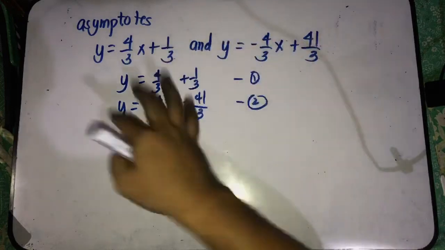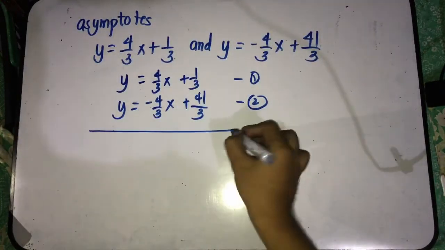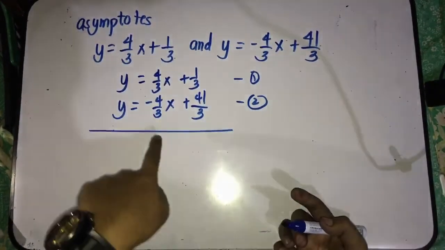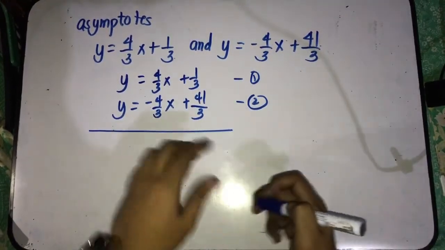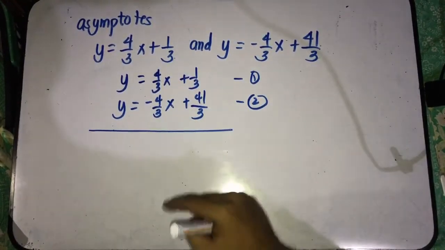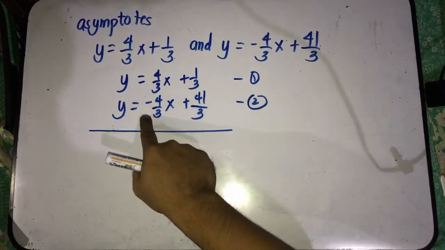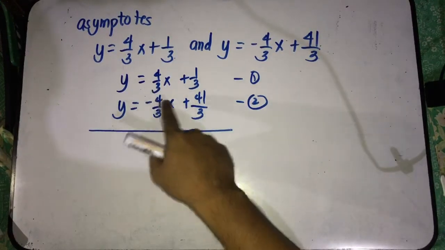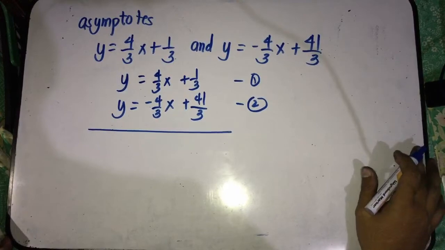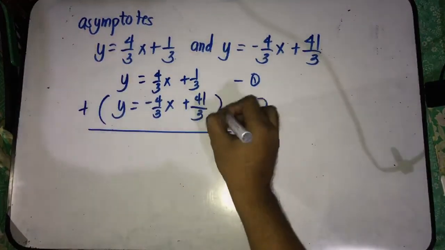So if you are given two asymptotes, ganito lang yung gagawin mo. Okay, ano yung napansin mo? Ano yung gusto mong i-eliminate? For me, ang gusto kong eliminate si x na lang. Bakit? Pareho siyang 4 thirds and 4 thirds, pero yung isa, negative 4 thirds. So kung ganyan yung binigay sa'yo, add mo lang pareho yung equation.